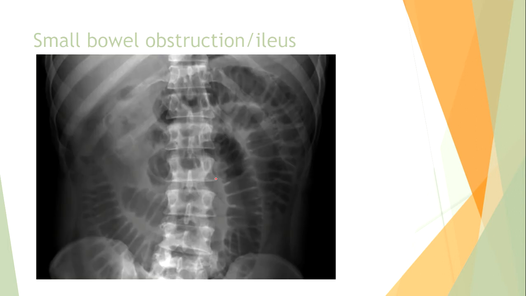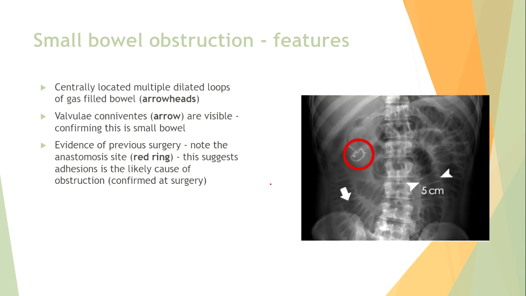Small bowel obstruction or ileus. We have a width of this part of the bowel that is more than 3 cm. Small bowel obstruction: centrally located multiple dilated loops of gas-filled bowel, arrowheads. Valvulae conniventes, arrow, are visible, confirming this is small bowel. Evidence of previous surgery, note the anastomosis site, red ring. This suggests adhesions as the likely cause of obstruction.